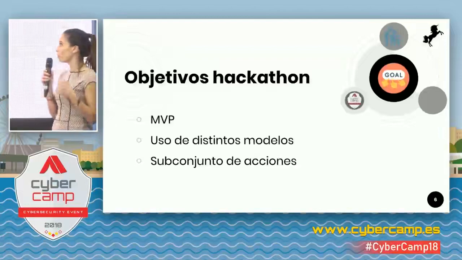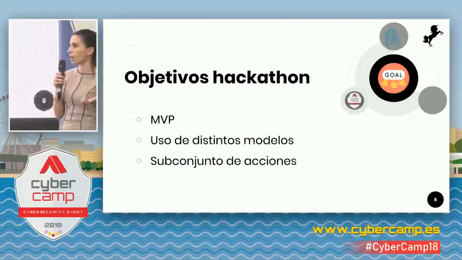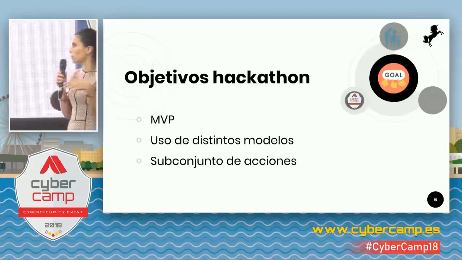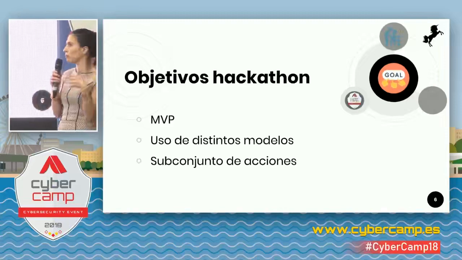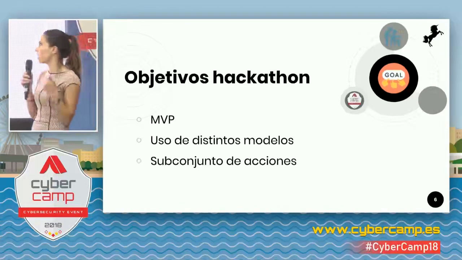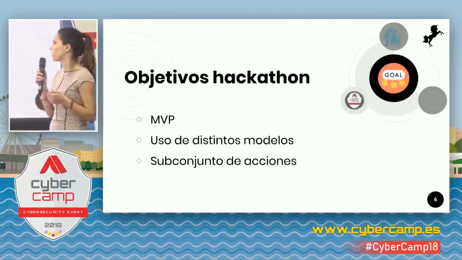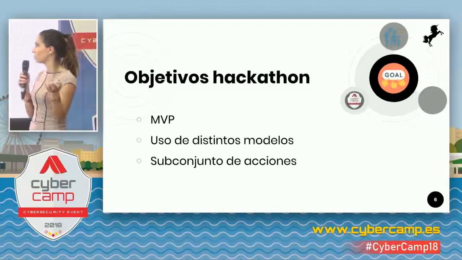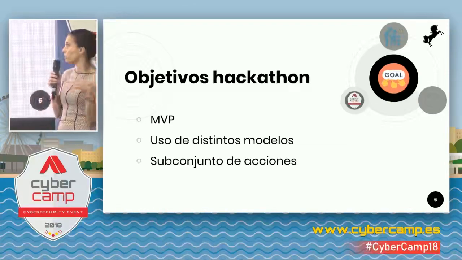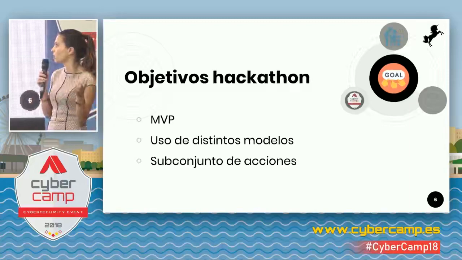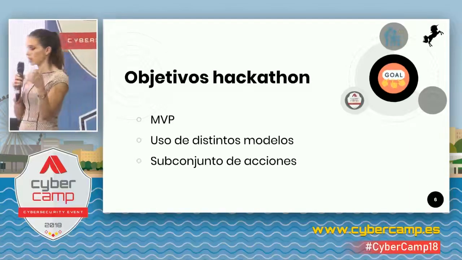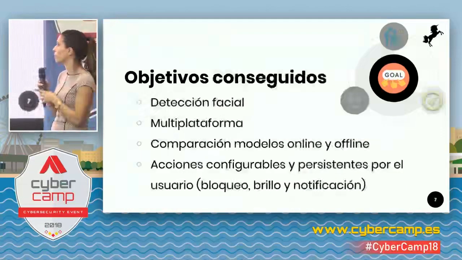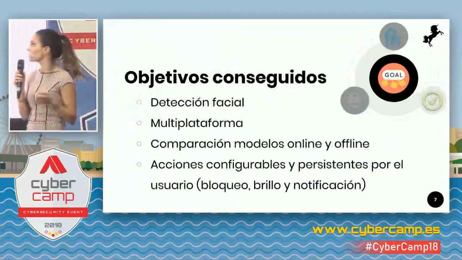Because we are taking part in the hackathon, we wanted to design an MVP, a simpler way to work with the application, so that you can use it later to also make the application grow. The hackathon asked us to use different models of machine learning. So we wanted to compare online and offline possibilities with pros and cons. We also want to find a subset of actions so they can be implemented on the MVP.